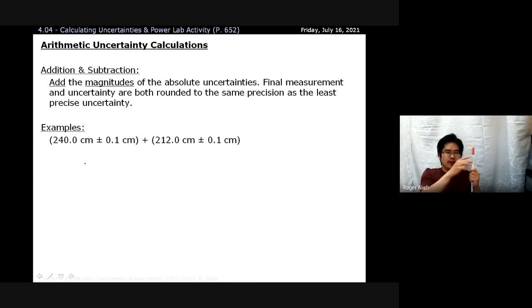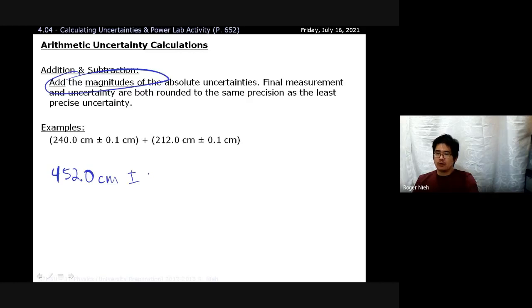It doesn't matter if you're adding the two values together or if you're subtracting, your errors, unfortunately, will only get worse. So you add the measurements and you add the errors as well. And that's what we're going to do here. 240 plus 212 will give you 452.0, right? When you add these two numbers together, because you're that good at mental arithmetic. So 452.0 centimeters. Again, with regards to errors, unfortunately, the errors will always get worse. Doesn't matter if you add or subtract. So your error at the end of the day will be 0.1 centimeter plus 0.1 centimeter, which gives you 0.2 centimeters. And that's how you deal with uncertainty calculations in addition and subtraction.